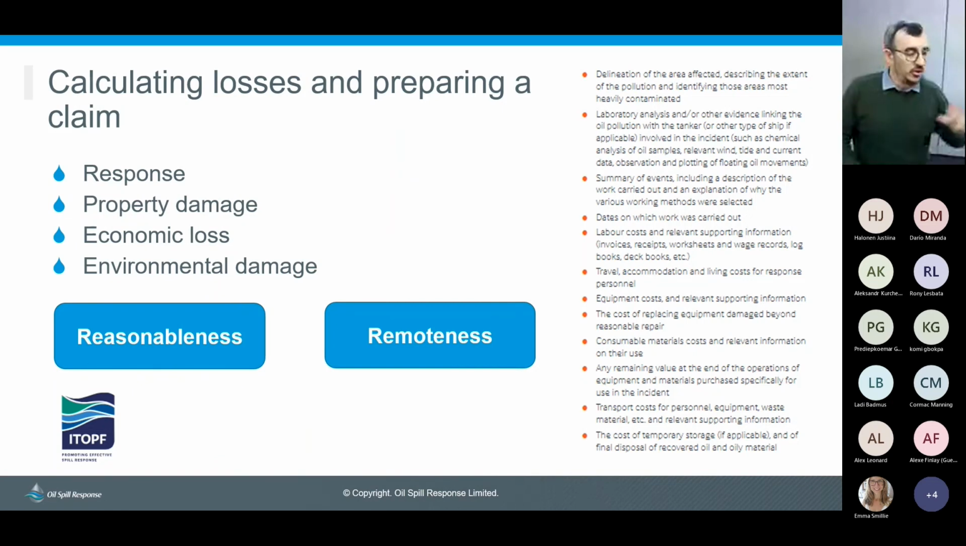So again, two big takeaways: how reasonable were the efforts of the person submitting the claim, either to protect their areas or in their cleanup activities, how reasonable was that? And how remote were they?